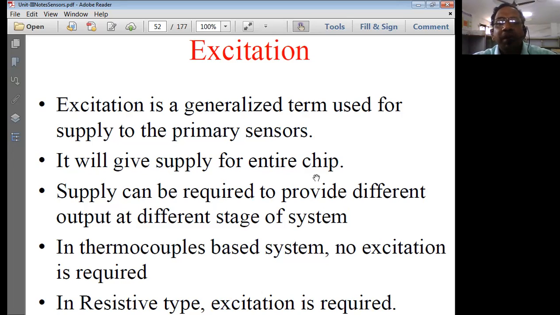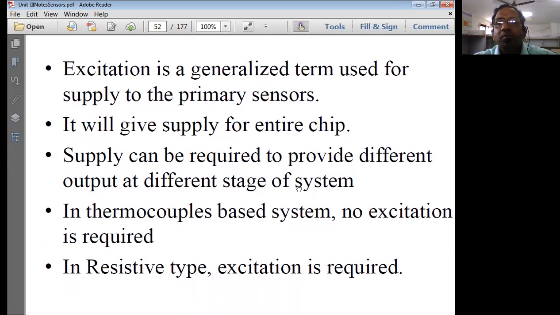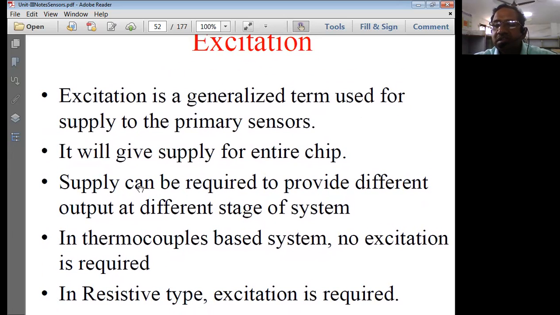So it will give supply to the entire chip, obviously, because in the case of a smart sensor, the given supply has to be supplied not only to the sensor, but also to the entire chip in the smart sensor circuit. So supply can be required to provide different outputs at different stages of the systems.